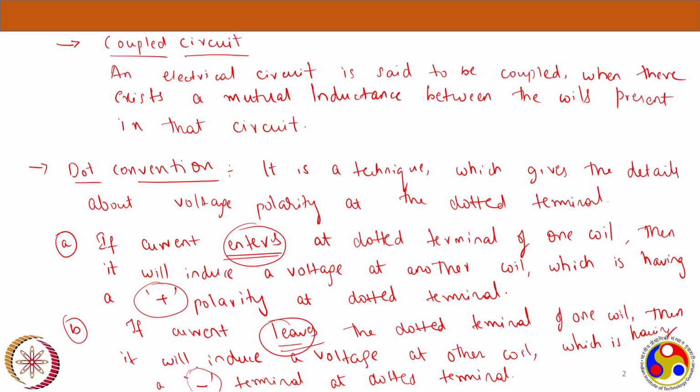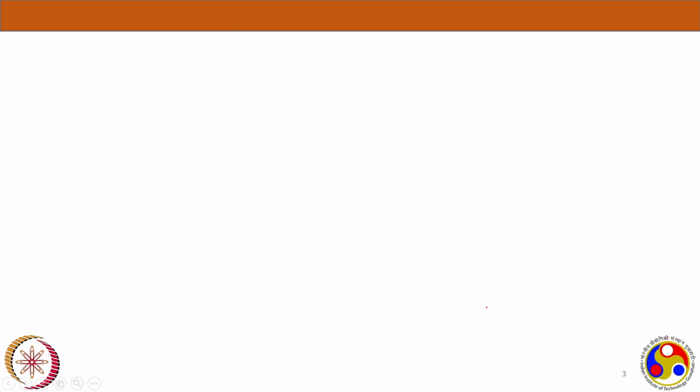If current leaves it, then it will induce a voltage. Whether it is leaving or entering, it will definitely induce the voltage. That's for sure. But what is the polarity of that voltage? That we can easily understand by these two laws. Now, I hope these two laws are very clear for you.